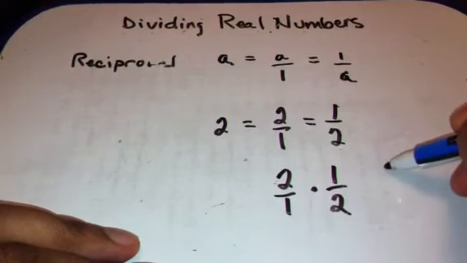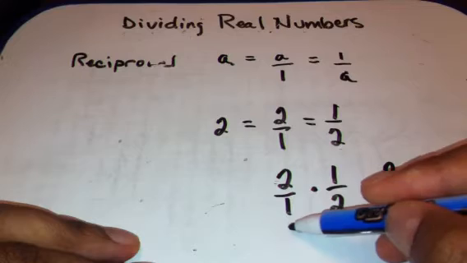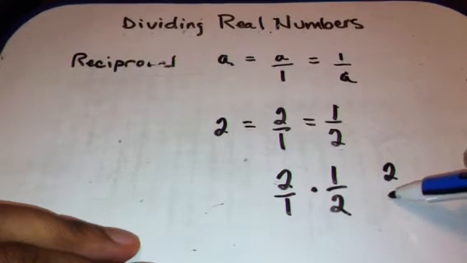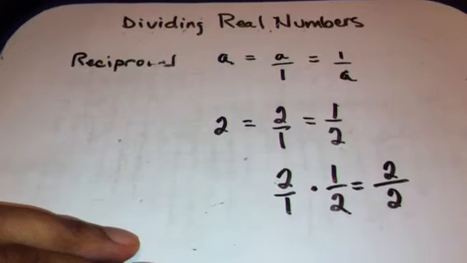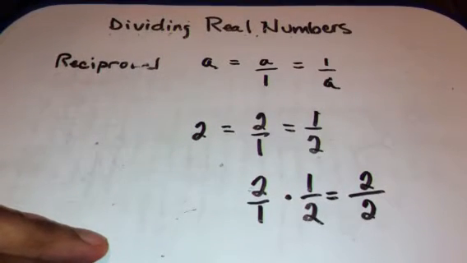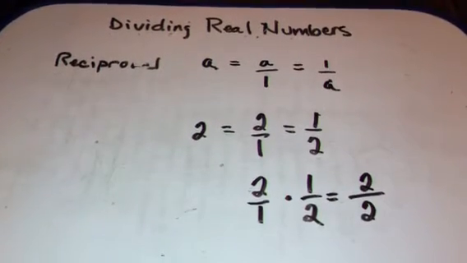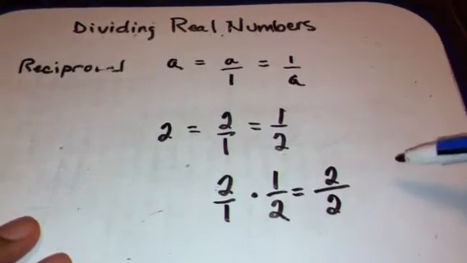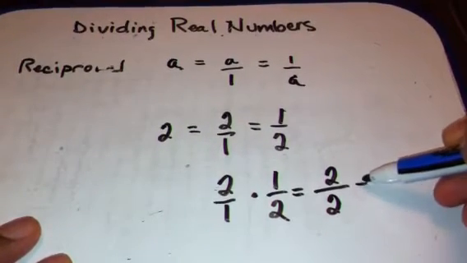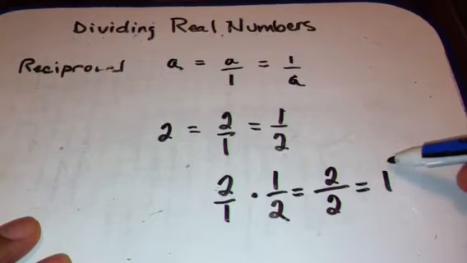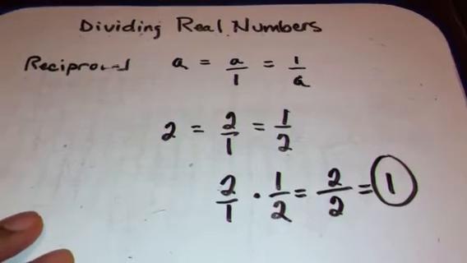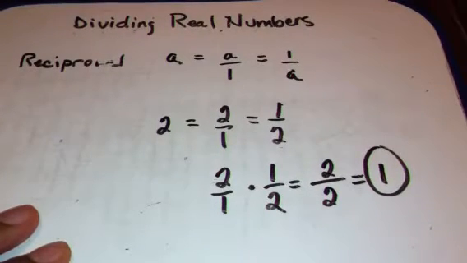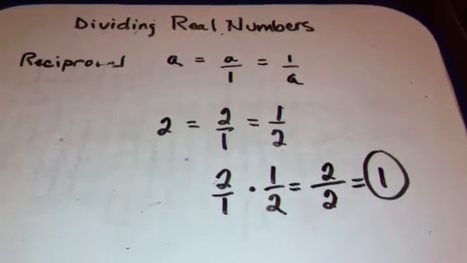So let's do that now. 2 times 1 is 2, and 1 times 2 is 2. So it equals 2 over 2. What can 2 over 2 be reduced to as a final number? Exactly. 2 over 2 can be reduced to 1. Our answer is 1, and that is how we know that we're dealing with two numbers that are reciprocals.